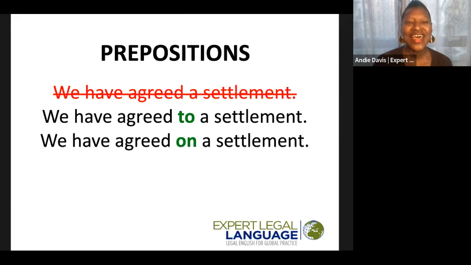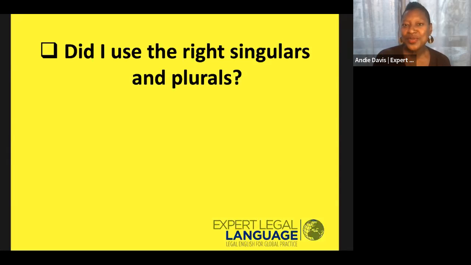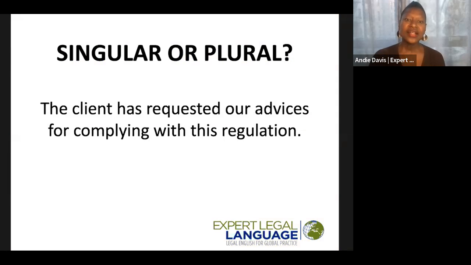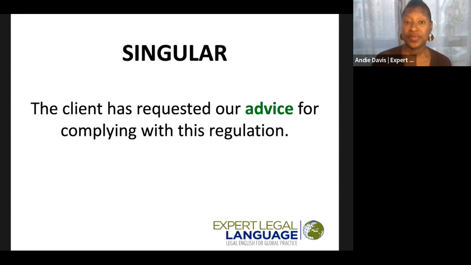Okay, next item. Did I use the right singulars and plurals? Now, this is important because in some cases, a word that can be used in the plural in your language of origin is only ever used in the singular in English, and vice versa. For example, the client has requested our advices for complying with this regulation. In this case, would we use advices in the plural? No. Singular only. The client has requested our advice for complying with this regulation.